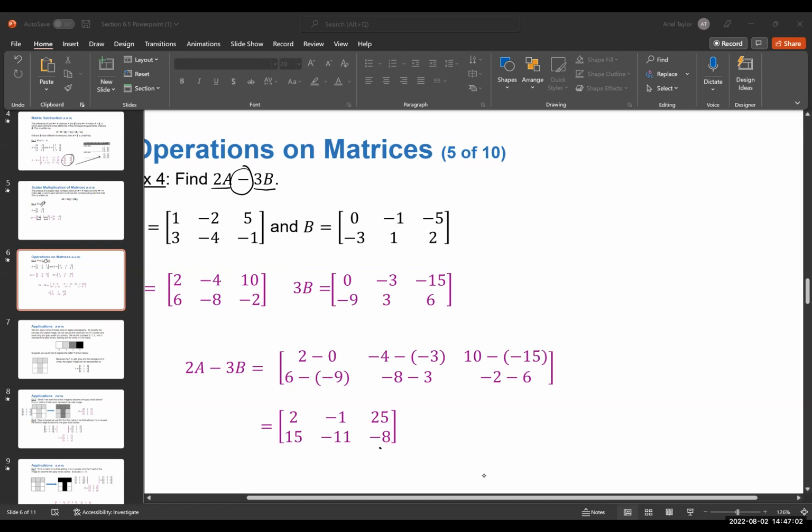Okay. So second quit, clear screen. Now I'm going to do this entire operation, okay, on my calculator. 2 times matrix A minus 3 times matrix B. And there's my answer.